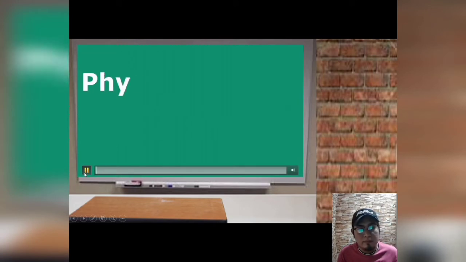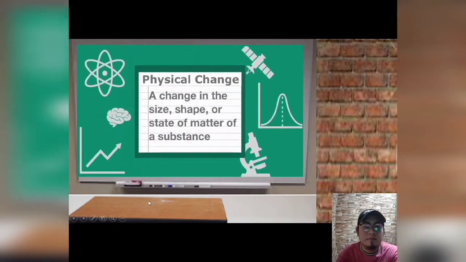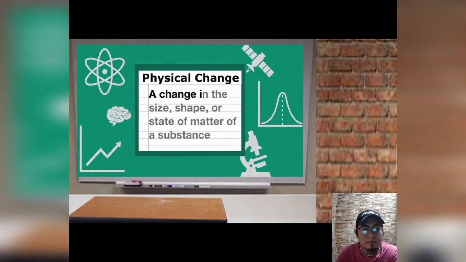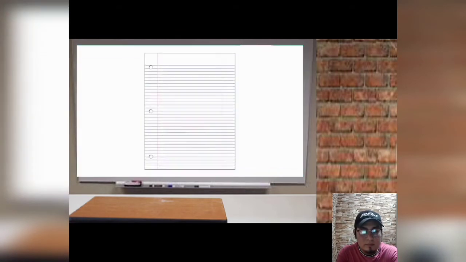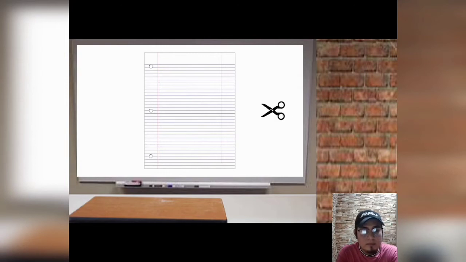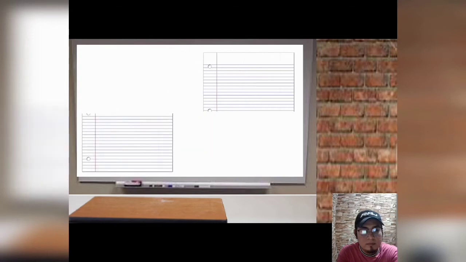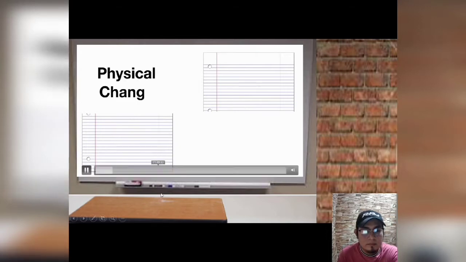Today we are learning about physical and chemical changes. Now, a physical change is a change in the size, shape, or state of matter of a substance. The important thing is that in a physical change, no new substance is being created. Take this piece of paper, for example. If you grabbed a pair of scissors and cut the paper in half, well, now the paper would be a different shape, but it's still just paper. You haven't created any new substance, and so cutting is just an example of a physical change.